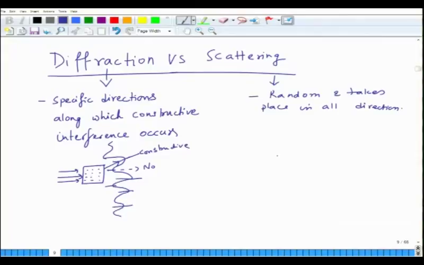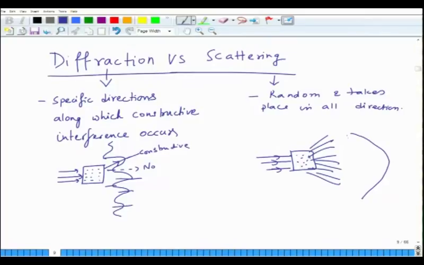Whereas in this case, when radiation encounters an object which may be non-periodic, then you have scattering in all the directions, and a very weak effect is observed, okay. So you will have a sort of broad hump as a function of spacing or angle. You will not have a particular constructive or destructive interference.